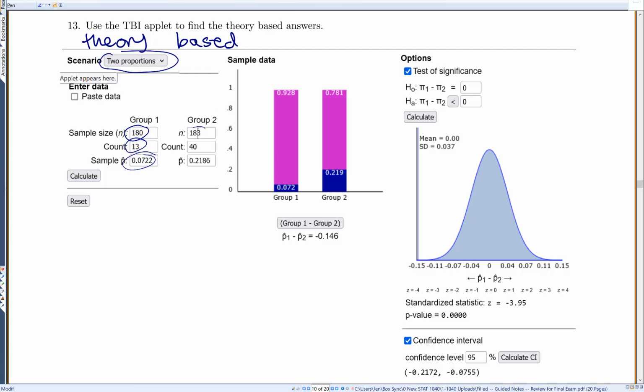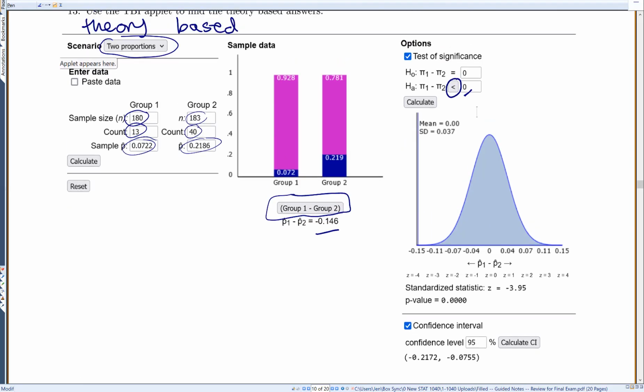Group 2 had 183 babies total, 40 had HIV. There's your sample proportion. Make sure you have the correct order so that we have the first group minus the second group. There's your difference in sample proportions. It does the segmented bar graphs for you. You need to click less than, make sure it's less than, and it's just 0 was in our null hypothesis and our alternative hypothesis.